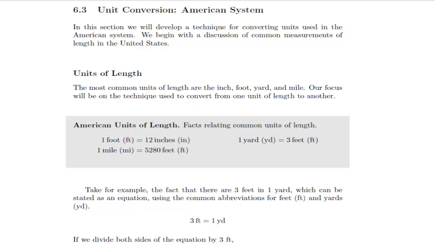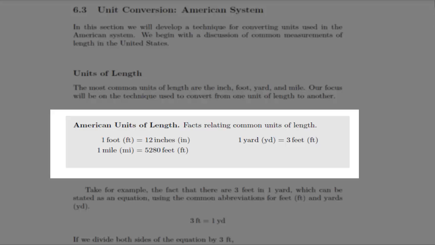We begin with the discussion of common measurements of length in the United States. Units of length. The most common units of length are the inch, foot, yard, and mile. Our focus will be on the technique used to convert from one unit of length to another. American units of length. Facts relating common units of length. 1 foot equals 12 inches. 1 yard equals 3 feet. 1 mile equals 5,280 feet.